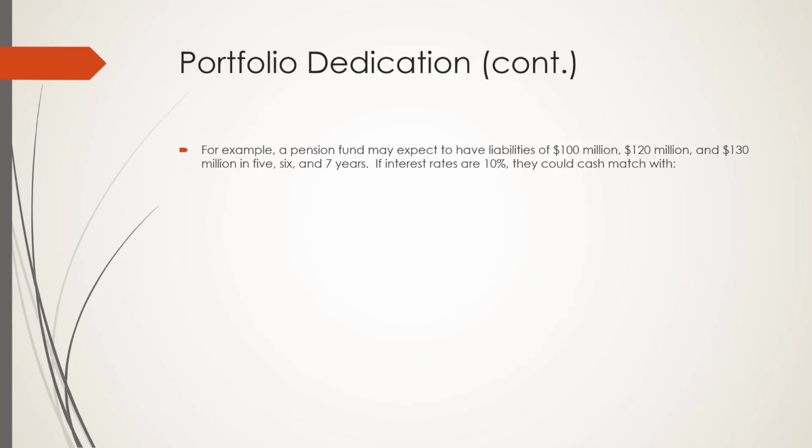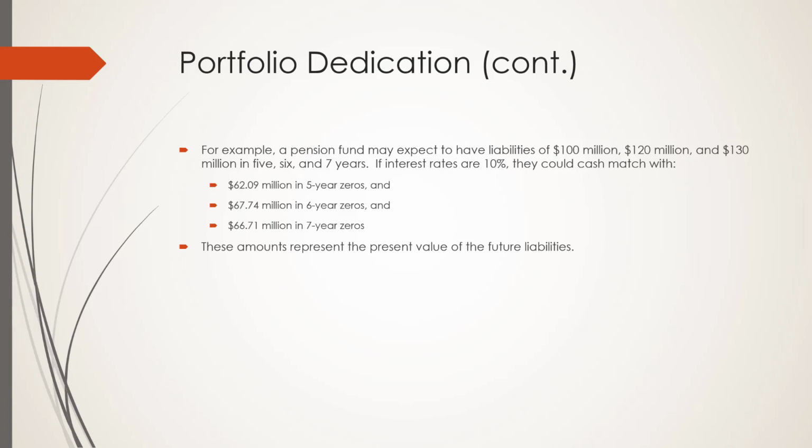Now, understand that there may be several zero coupon bonds that are included. I'm just thinking of having only 3. But to meet that 5-year obligation, you might have a whole bunch of zero coupon bonds that mature in 5 years, but their face values add up to $100 million, and so on to meet the other liabilities. So if we have 10% interest rates, just to keep the math simple, then we could meet these obligations with $62.09 million in 5-year zeros, $67.74 million in 6-year zeros, and $66.71 million in 7-year zeros.